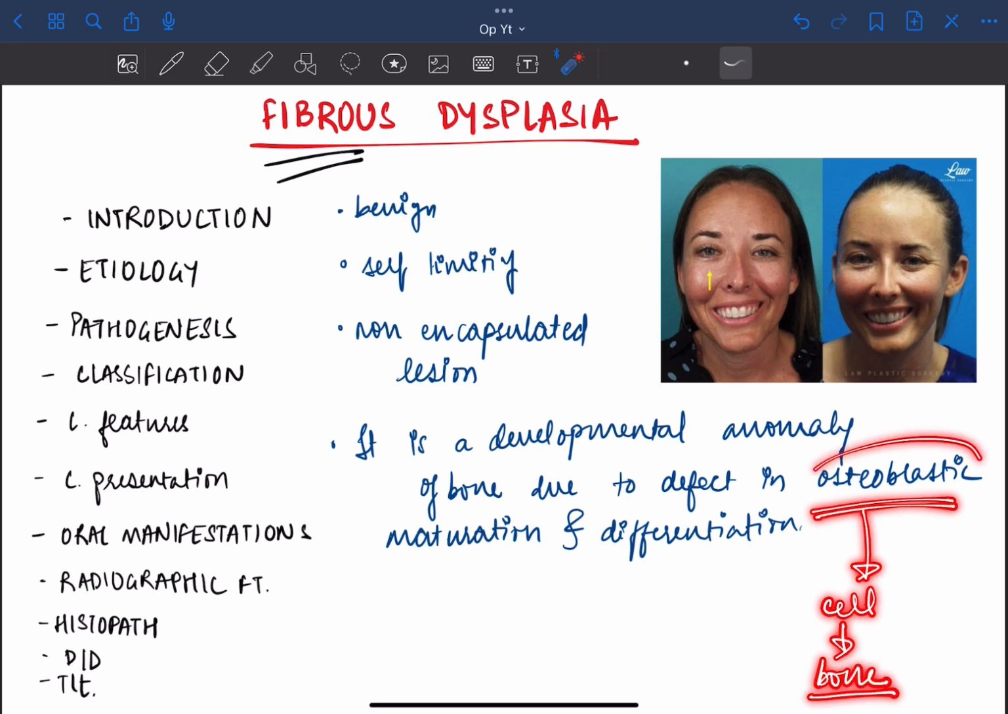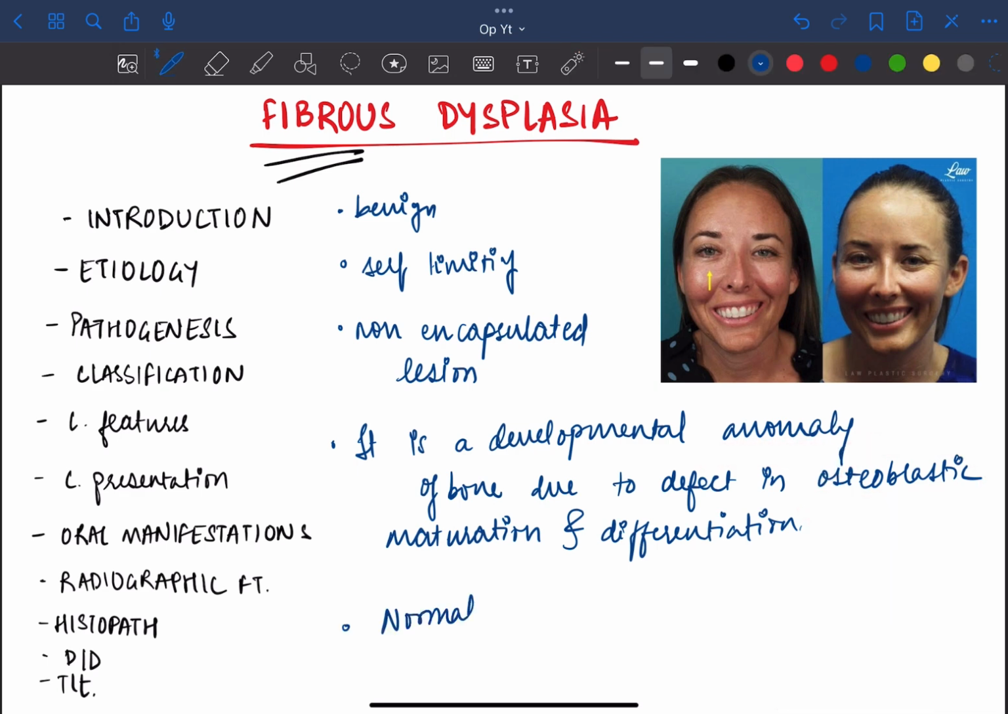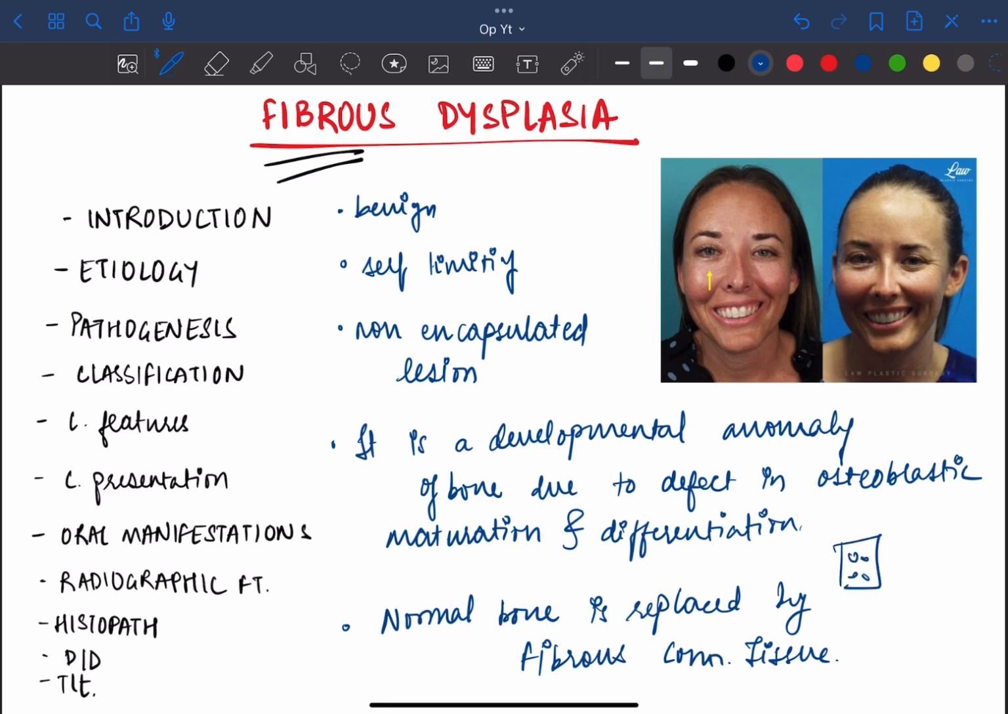If something happens to this cell, that is, some defect happens to this cell, then obviously the bone will not be formed. Normal bone is replaced by fibrous connective tissue. That means the bone that we have, in place of that now we have fibrous connective tissue. And this is how usually a patient with fibrous dysplasia manifests. This is basically a type that is a craniofacial dysplasia. We'll learn further. So you can appreciate the swelling on the face.